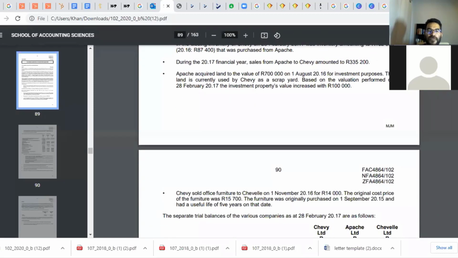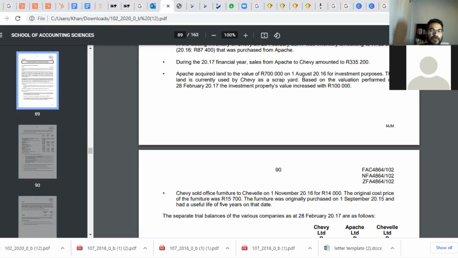Then we have APAC. Bullet point number 3. APAC acquired land to the value of 700,000 Rand on 1 August 2016 for investment purposes. The land is currently used by Chevy as a scrapyard. Based on the valuation performed on 28 February 2017, the investment property's value increased with 100,000 Rand. So what APAC is doing, APAC has land and they're using it for investment property purposes. So remember, a fair value gain on investment property, if they are using the fair value model, goes through P&L, goes through profit or loss.